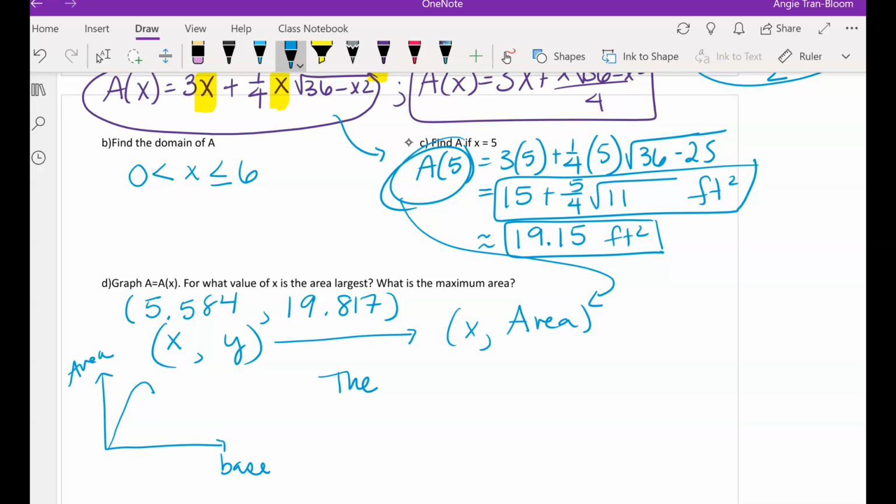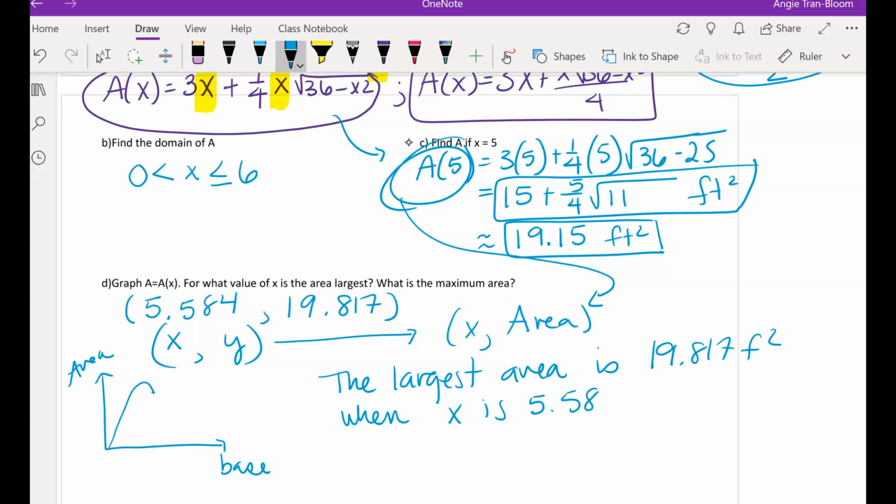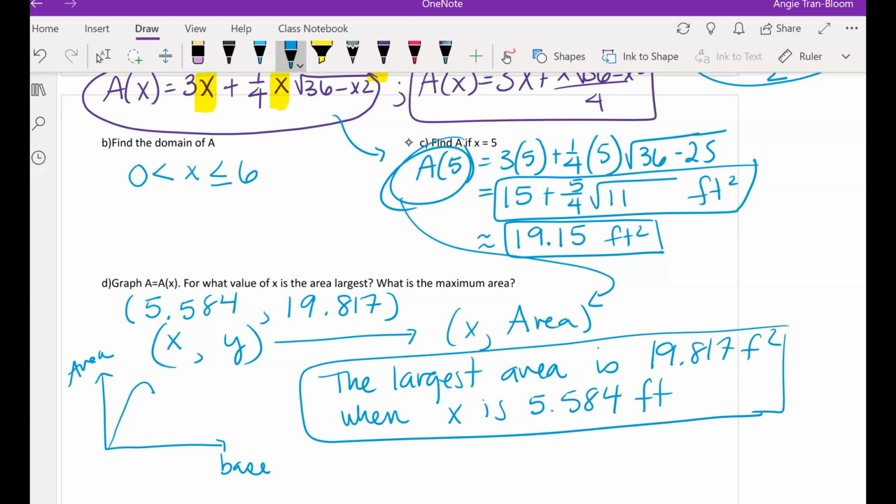The largest area is 19.817 feet squared when x is 5.584 feet. You can write both answers using one complete sentence.